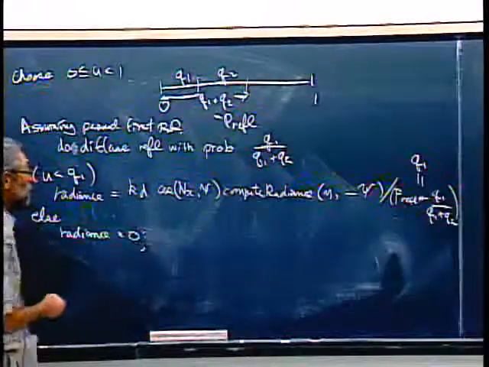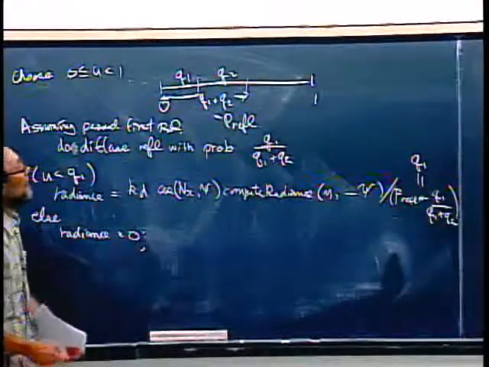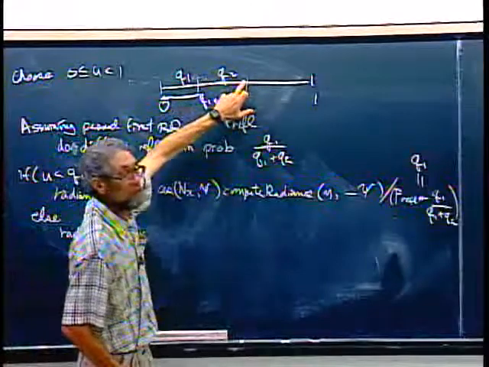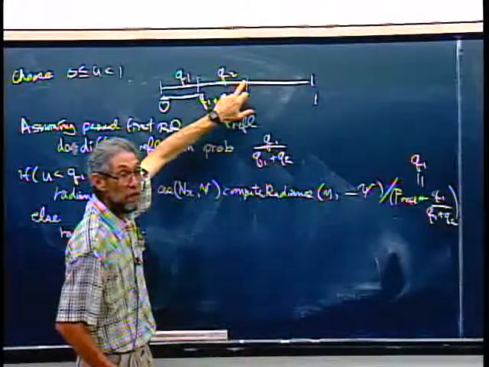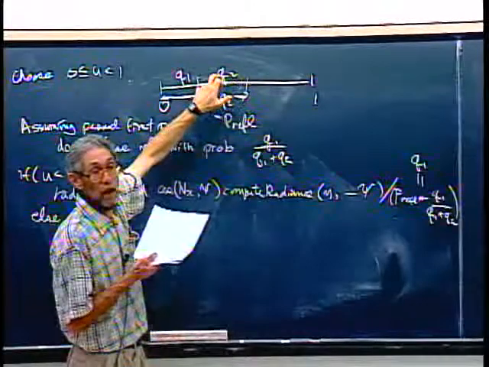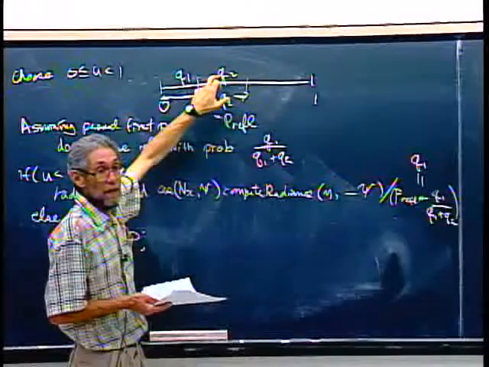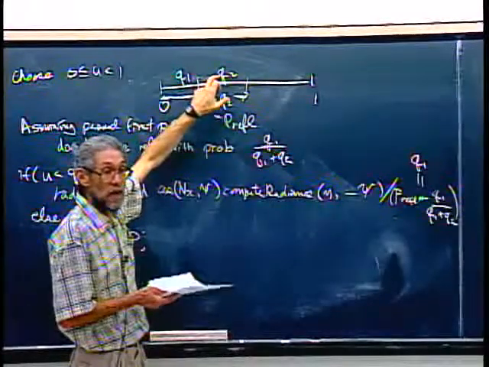Okay, and then I could do a similar computation saying if U was between Q1 and Q1 plus Q2, I would use specular reflection. And then I'd add the two answers up.